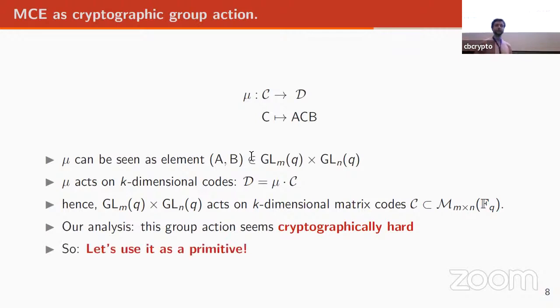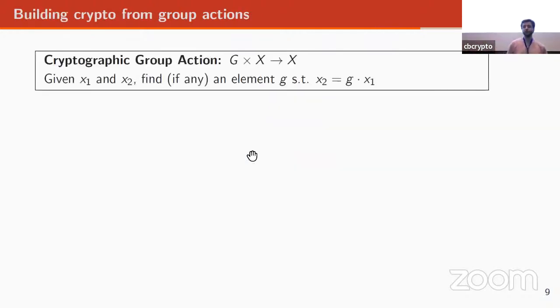And then we can start using it as a primitive, right? So how do we use this as a primitive? Eduardo already touched on this, but this is just to repeat this idea of using cryptographic group actions a bit more, because we think it's a good idea. Let's say we have two elements of the set and the group element that maps one into the other. Then how hard is it to find the group element? That's basically this cryptographic primitive. And if this is hard, then what can you do with it?